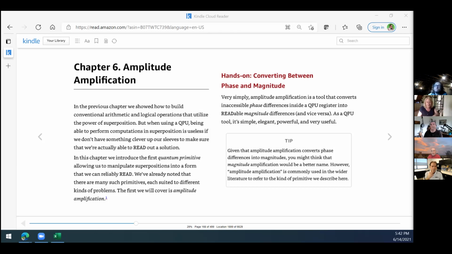OOP is object-oriented programming, like C#. So I don't know if that helps. That's the way I think about it. Anybody have anything else to add here?